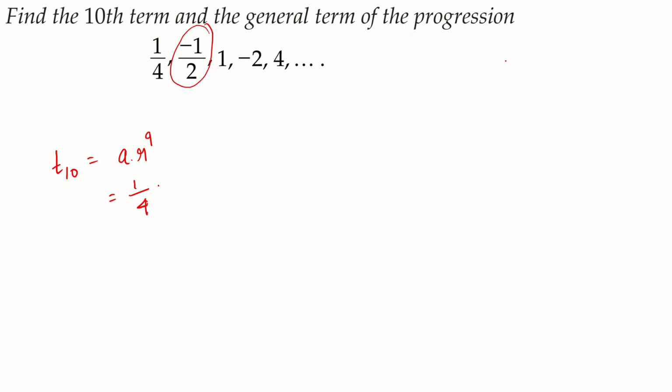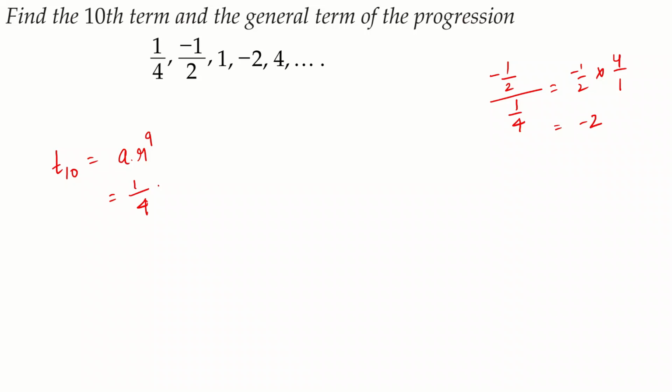To put it simply, I just want to find out minus 1 by 2 divided by 1 by 4. So this will give me minus 1 by 2 times 4 by 1, which is equal to minus 2. So if you observe, if you multiply minus 2 to this term 1 by 4, you will be getting minus 1 by 2. Also, if you again multiply minus 2 to this term, you will be getting 1. If you again multiply minus 2 to 1, you will be getting minus 2, and so on and so forth.